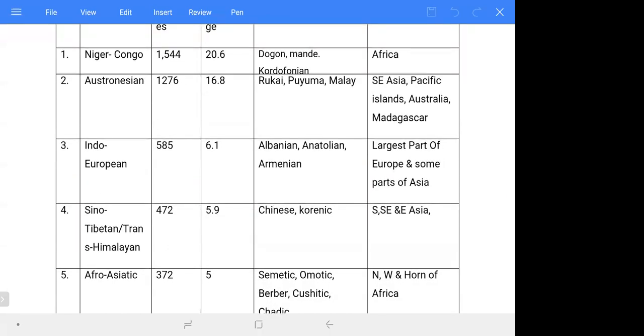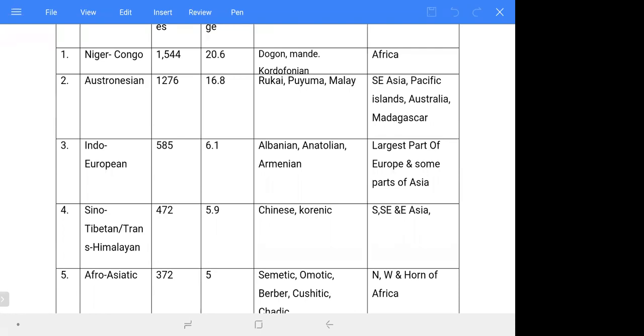Here is the list of the super languages of the world. The first is Niger-Congo. It's not ranked by the number of speakers, it is by the number of languages it has. It covers the largest part of Africa. Northern, central, western, and southern, northwestern parts of Africa have speakers of Niger-Congo. The number of languages under Niger-Congo is 1,544.